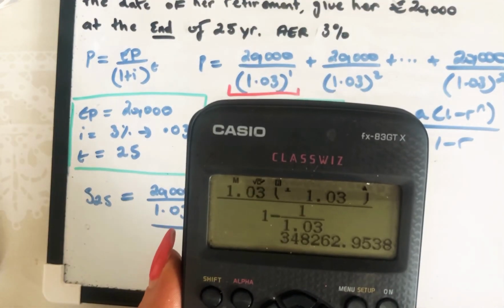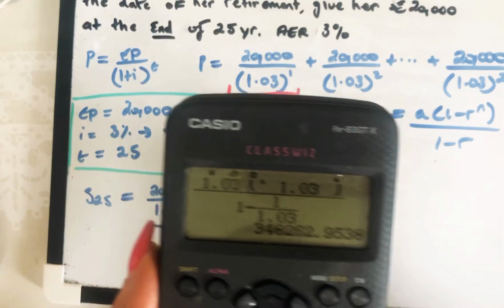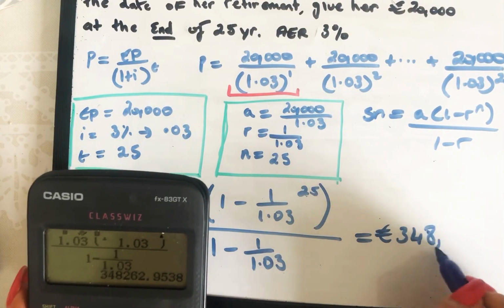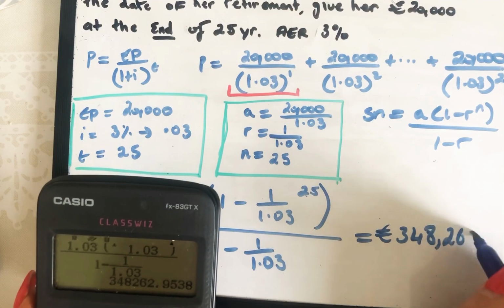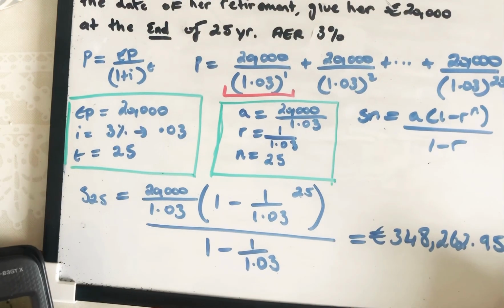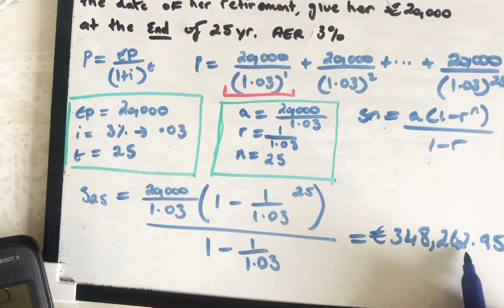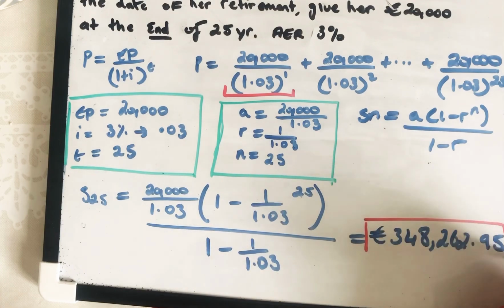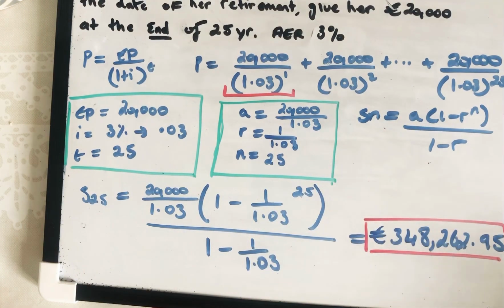348,262, so €348,262.95. And of course, if they wanted it to the nearest euro, this 2 would now become a 3. So there we have it. That is our final overall answer, and video 3 completed.